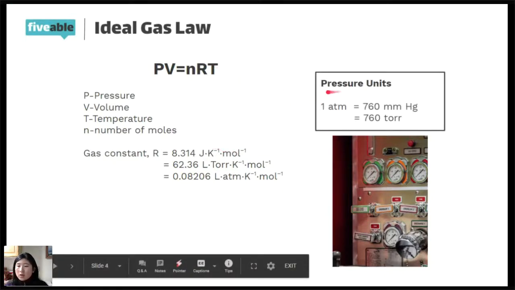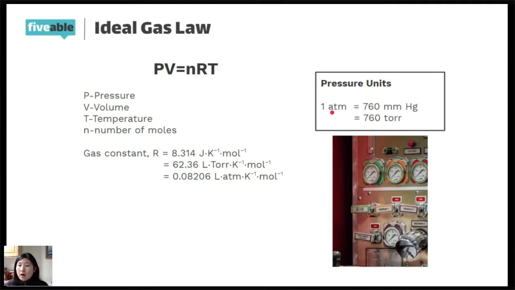These are different pressure units, as I said. One atmosphere is equal to 760 torrs and 760 millimeters Hg. These are all the different pressure units.